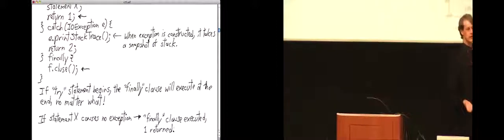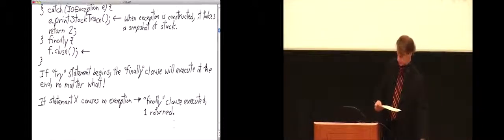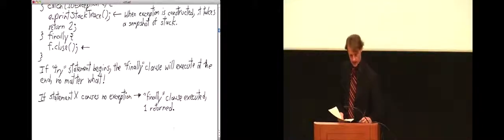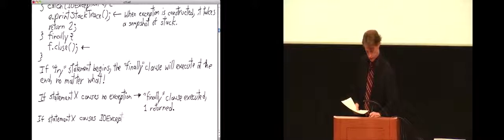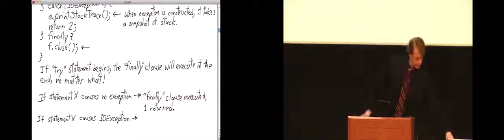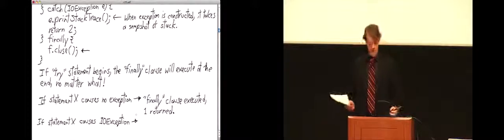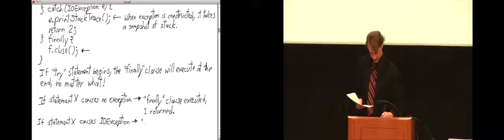The finally clause is executed, 1 is returned. A second possibility is that statement X causes an I/O exception which gets caught. So in this case, there is a catch clause for I/O exception at the top, and that's going to catch the exception that gets thrown. And then we're going to execute the catch clause.